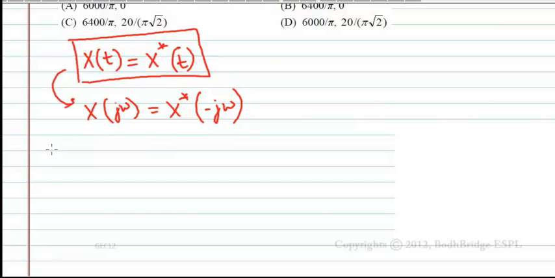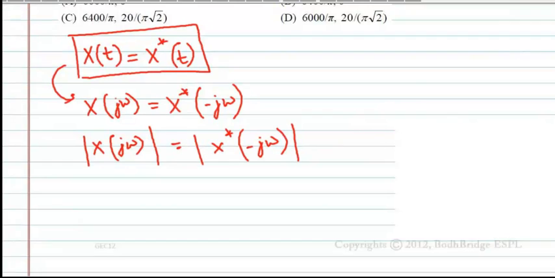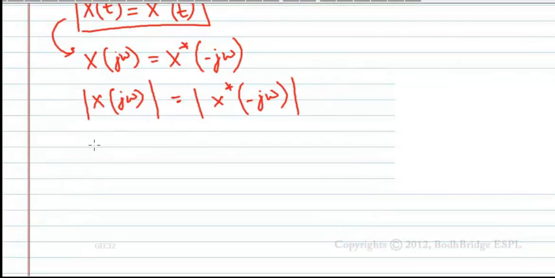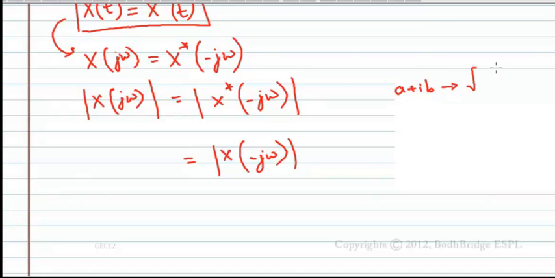Which means what? Mod x of j omega, I am taking mod on both sides, is equal to mod x star of minus j omega. Magnitudes are also equal when two values are equal. Therefore x star of minus j omega and x of minus j omega both have the same magnitude. Why? Because let us say a plus ib. What is the magnitude of this? Square root of a square plus b square. Similarly, a minus ib has magnitude square root of a square plus b square only.